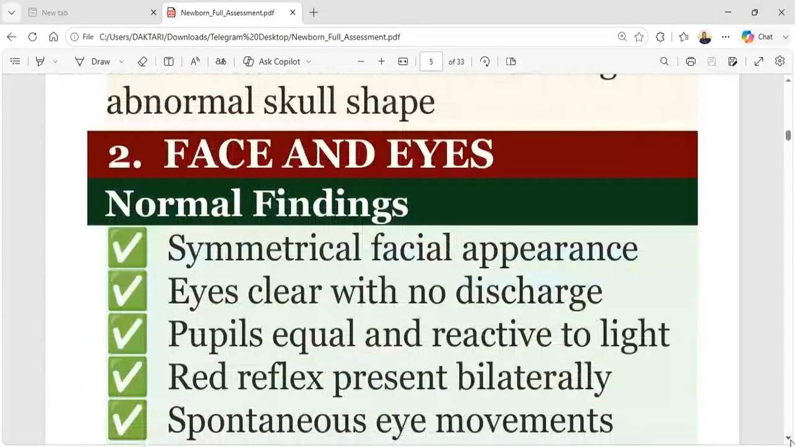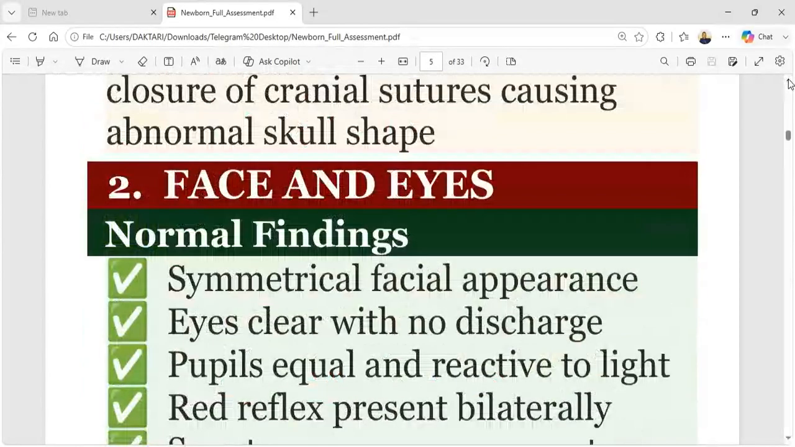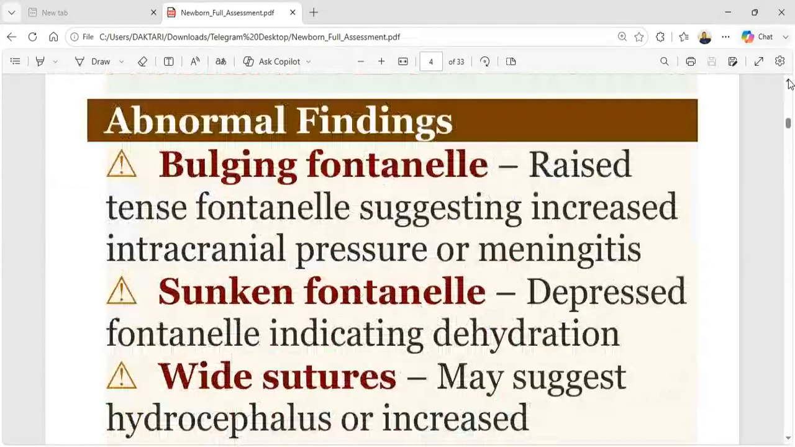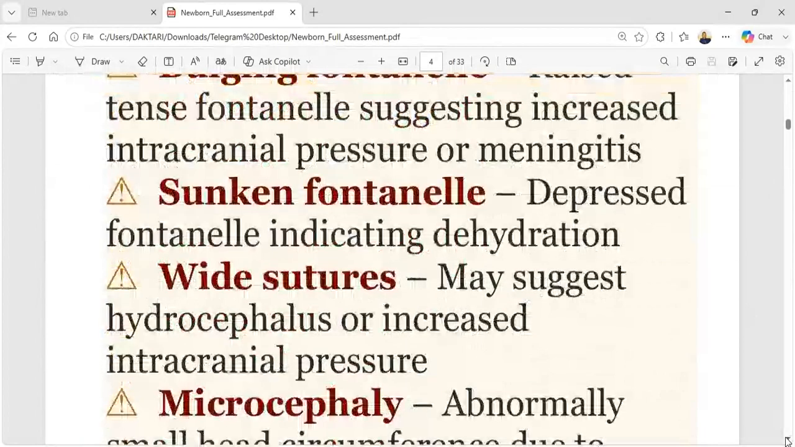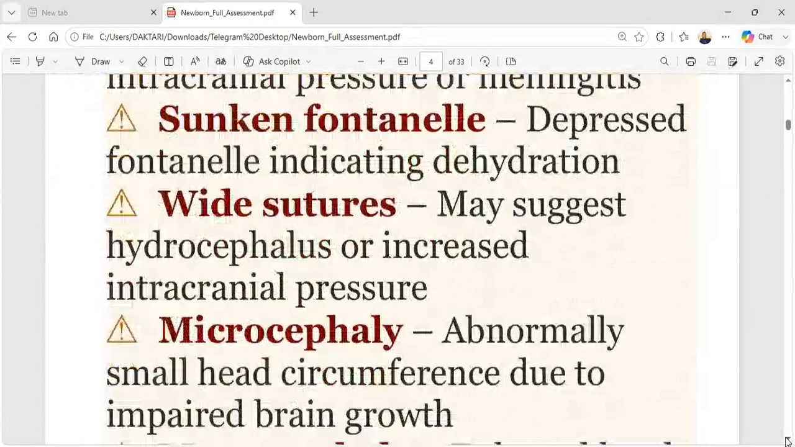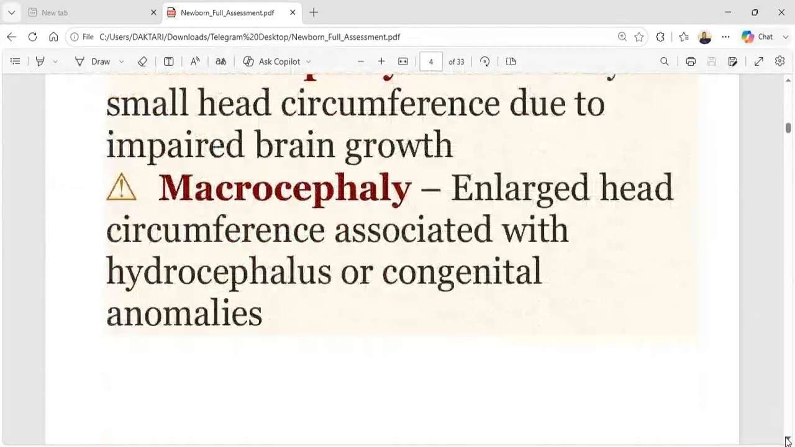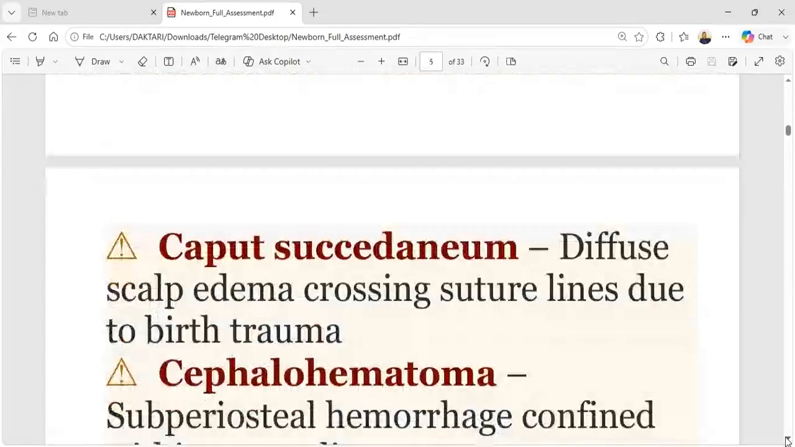Then let's check what can be there when you're checking the face and the eyes. But remember this first before we go: the abnormal findings in the skull are very important in proper management. A bulging fontanelle can even indicate sepsis. A sunken fontanelle indicates dehydration. Wide suture suggests hydrocephalus. Microcephaly is a small head circumference due to impaired brain growth. Macrocephaly is an enlarged head circumference associated with hydrocephalus or congenital anomalies. If someone has a big head, that's macrocephaly.